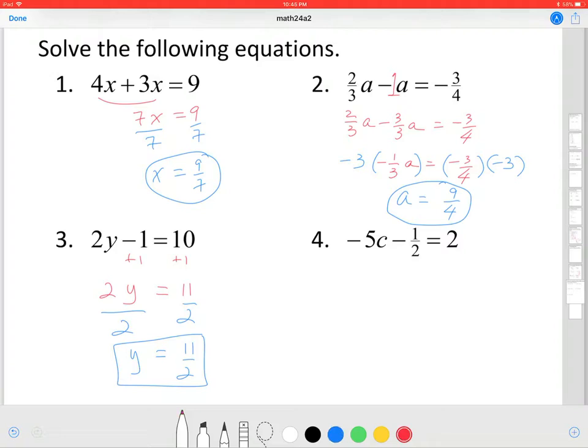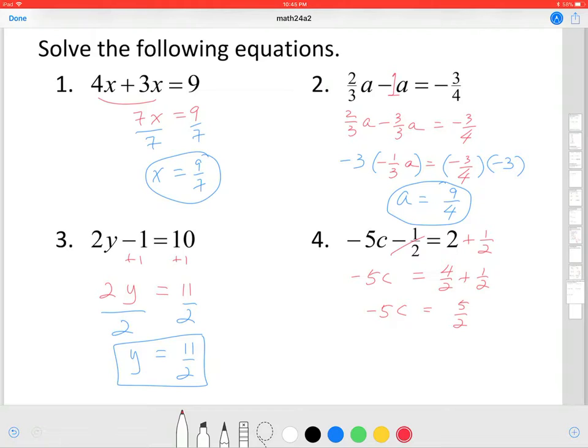Okay, number 4 here. Similar to number 3, we need to get rid of the negative half first. So here I'm going to use my shortcut. All right, so I have a negative 5c is equal to 4 over 2 plus 1 over 2. So negative 5c is equal to 5 over 2. And I need to divide by negative 5.